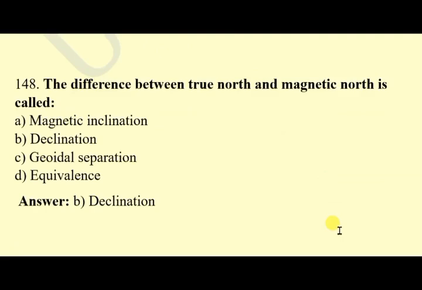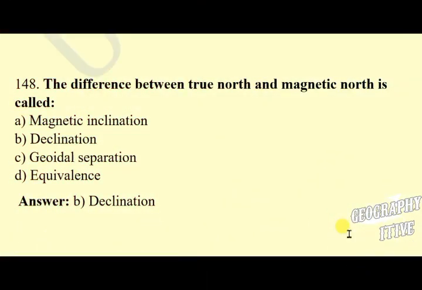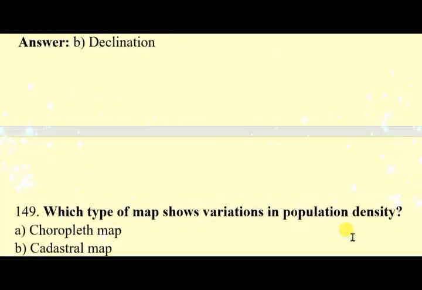Question 148. The difference between the true north and magnetic north is called as magnetic inclination, declination, magnetic declination, geoidal separation, equivalence. So the right answer will be magnetic declination.